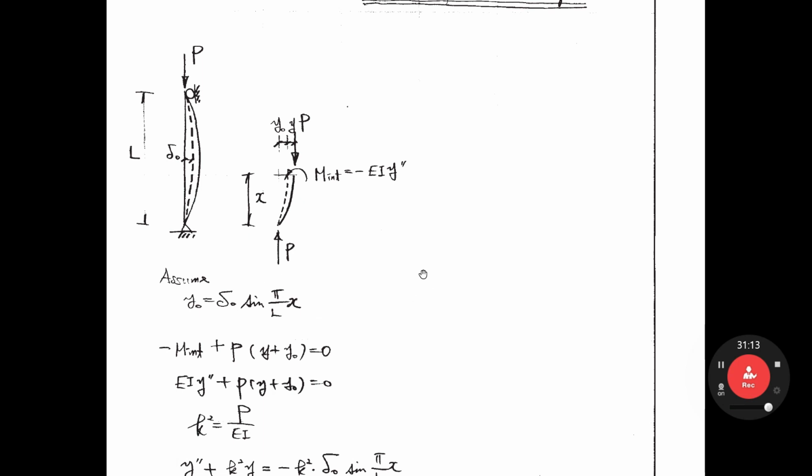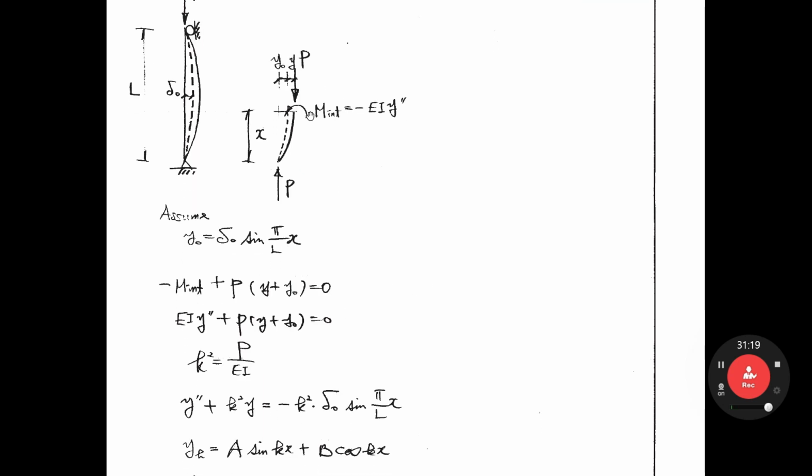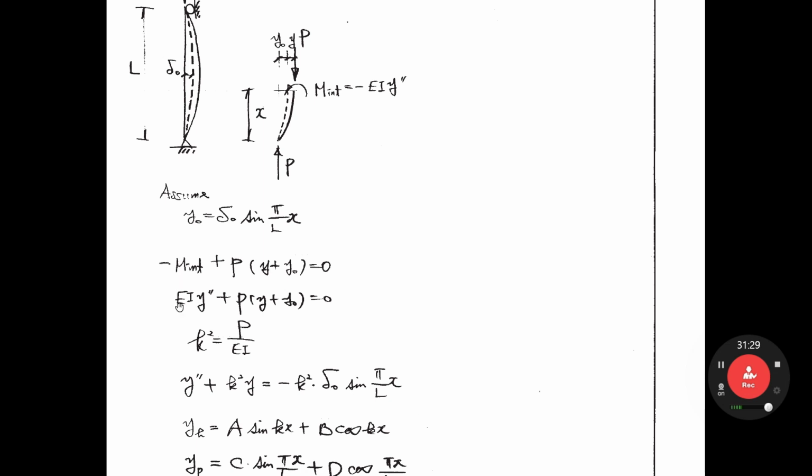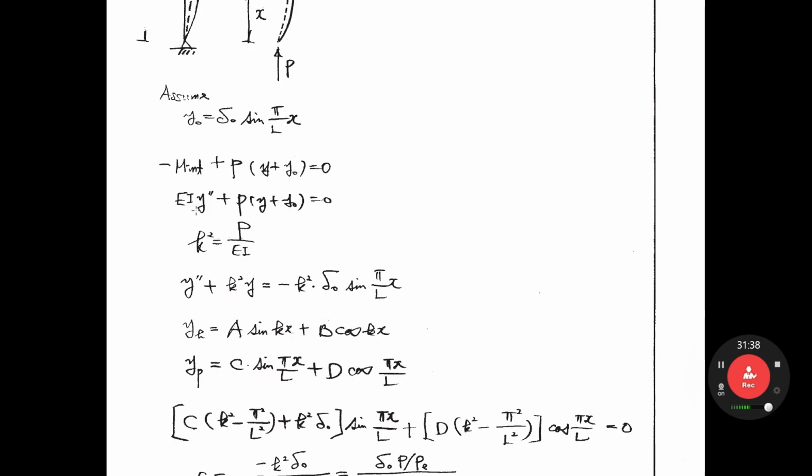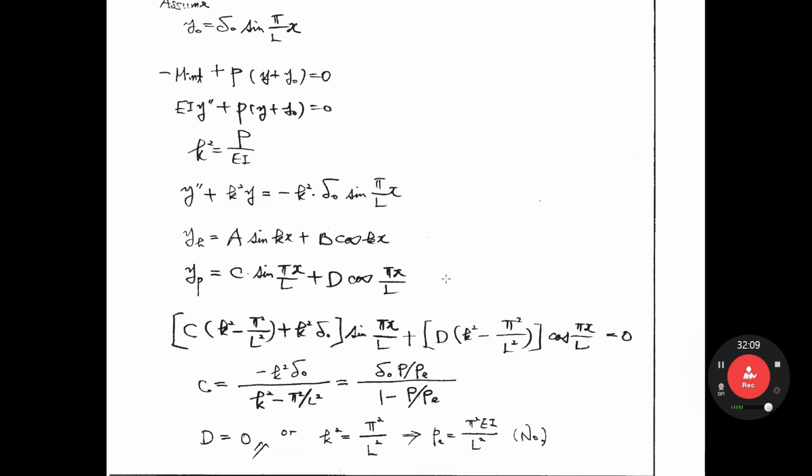We assume like this. Then we establish the equilibrium equation: minus M internal plus P y0 y equals 0. Right? So M internal equals EI y2 prime. If you let k square equal P over EI, you can rewrite y2 prime plus k square y, right? And then k square y0. And then you move to the left hand side. Then minus k square, right? What is y0? Delta 0 sine pi over L x. The initial deformed shape.